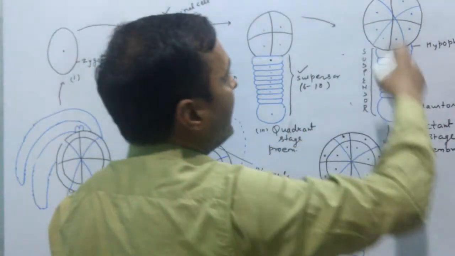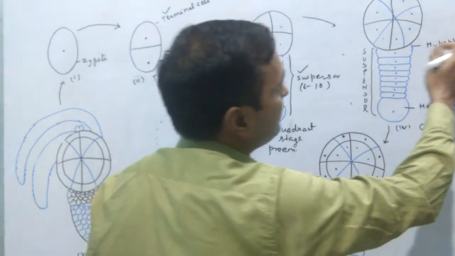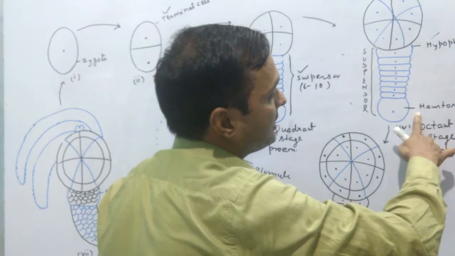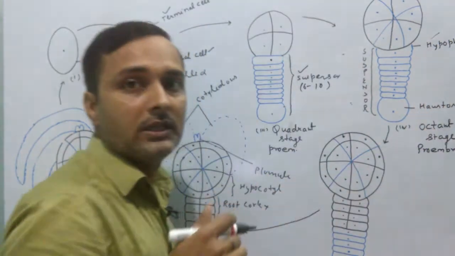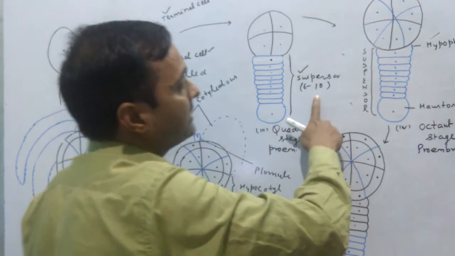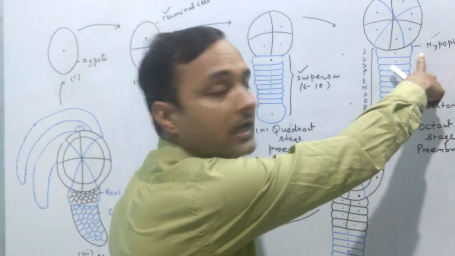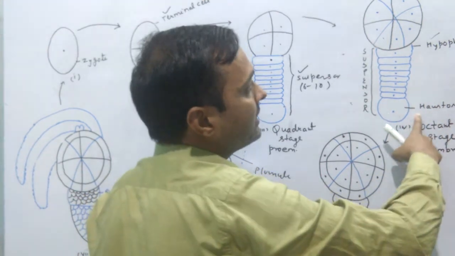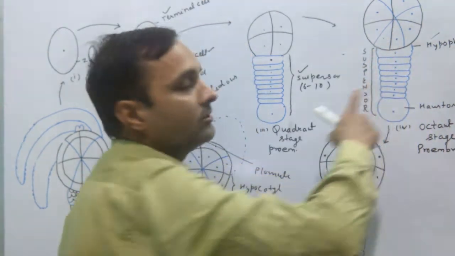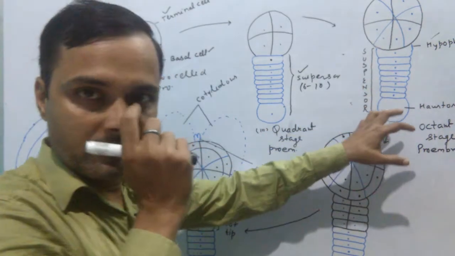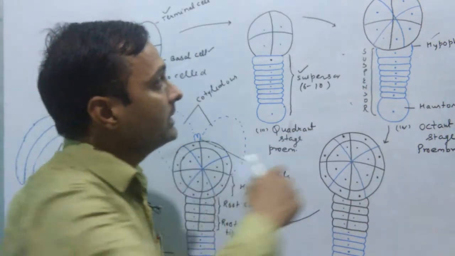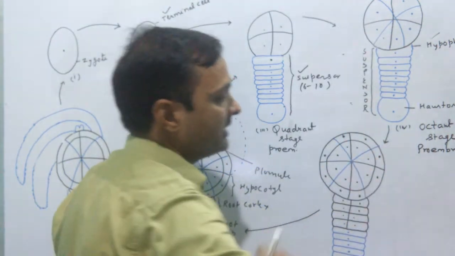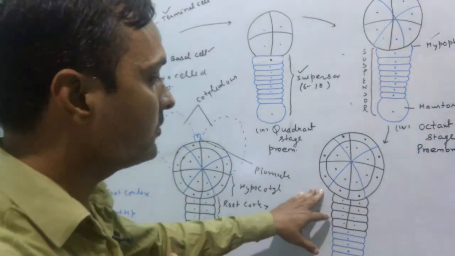In the suspensor, out of 6 to 8 cells, the first cell is known as the hypophysis, and the last cell is known as the haustorial cell. This haustorial cell, or haustorium, pushes the embryo towards the endosperm for obtaining nutrition. Now see further, this 8-cell proembryo undergoes periclinal division and forms the 16-celled proembryo. This is the 16-cell proembryo.